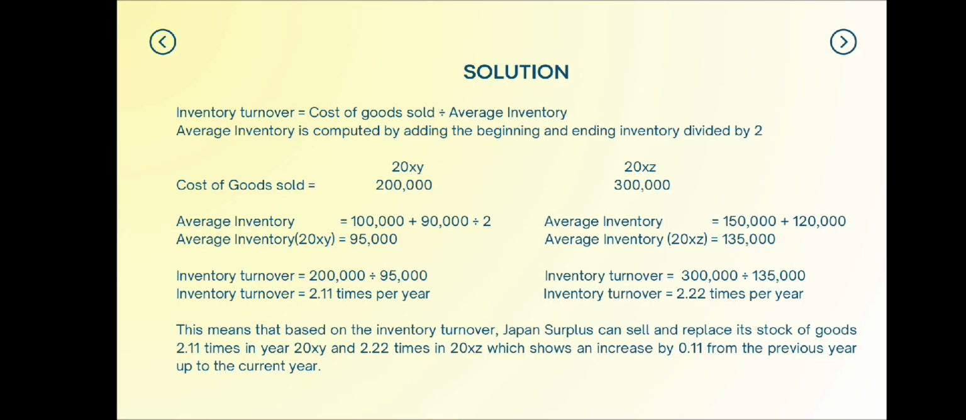Inventory turnover is equal to cost of goods sold divided by average inventory. Before we determine the inventory turnover, we must first know the average inventory. Average inventory is computed by adding the beginning and ending inventory divided by 2.